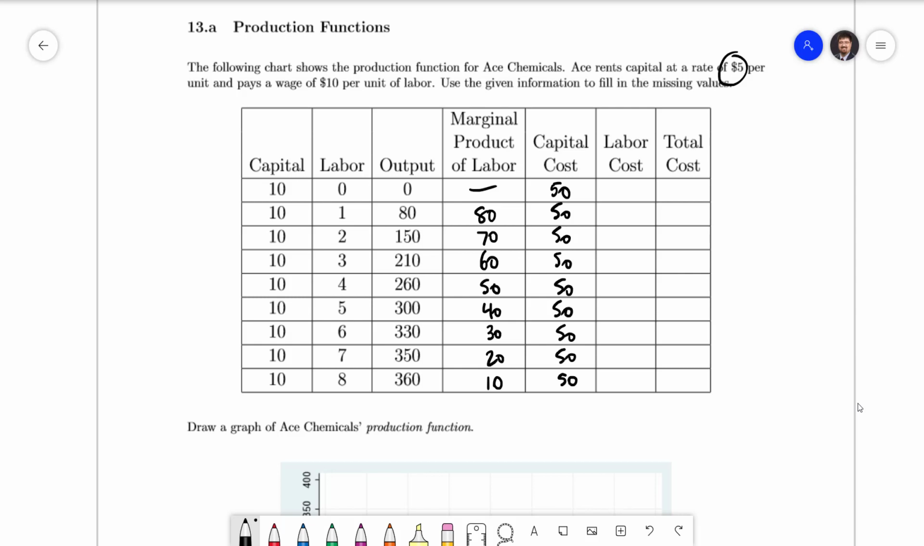For the labor cost, we have $10 per unit, so we're going to multiply the amount of labor by 10. That's going to give us 0, 10, 20, and so on. For our total cost, we need to add up the cost of all the inputs, capital and labor: 50, 60, 70, and so on.